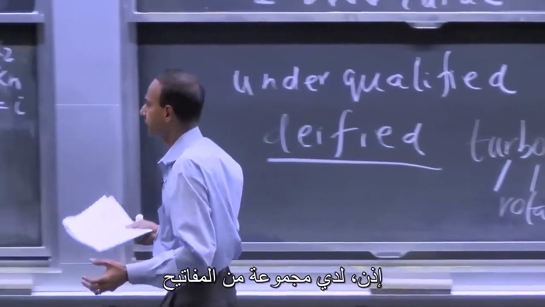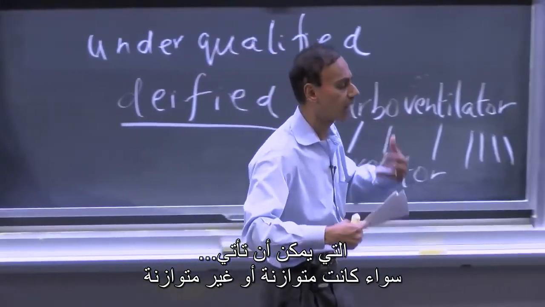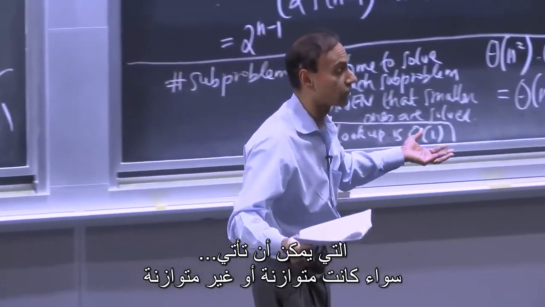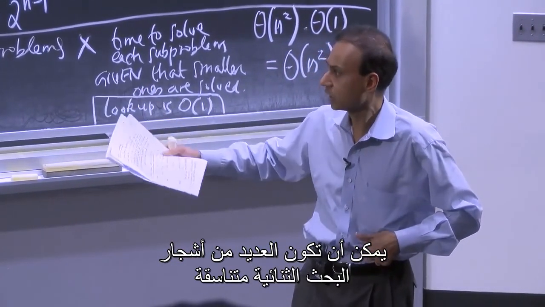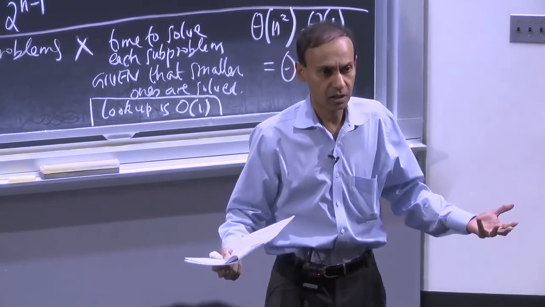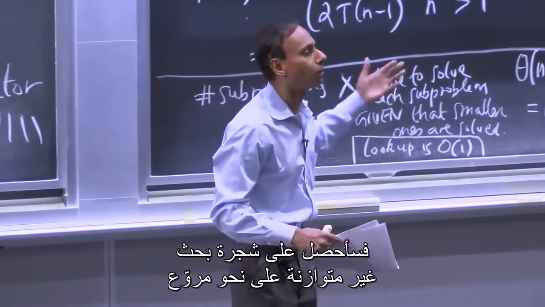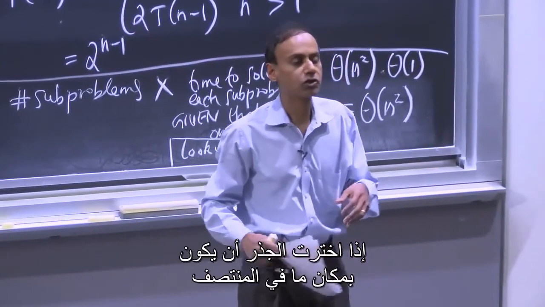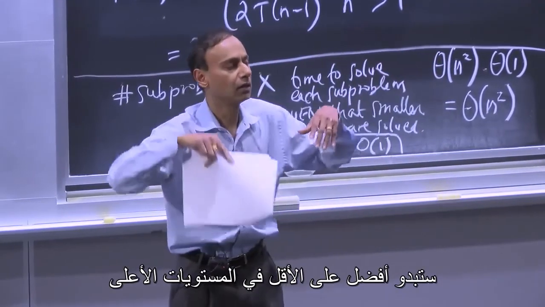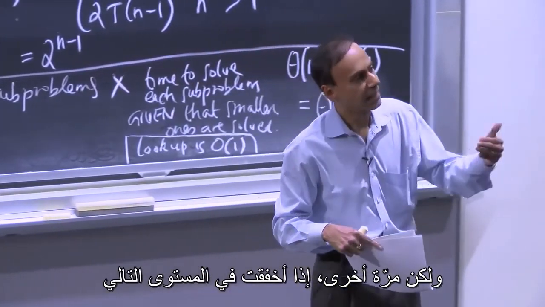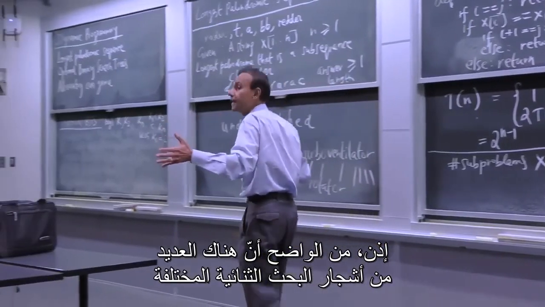So I've got a bunch of keys, and clearly there are many different binary search trees that can come, whether they're balanced or unbalanced. Many different binary search trees can be consistent with a given set of keys, right? If I choose the root to be Kn, then I'm going to get this horribly unbalanced tree, right? If I chose the root to be somewhere in the middle, then I'm going to get something that looks a little better, at least at the top level. But again, if I messed it up at the next level, I'd get something that's unbalanced, right? So there's clearly many different BSTs.